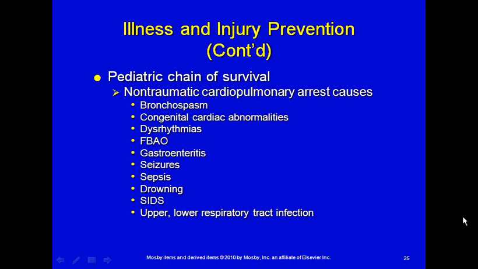Foreign body airway obstruction, gastroenteritis, seizures, particularly status epilepticus, sepsis, very common, drowning, SIDS, upper and lower respiratory tract infections.